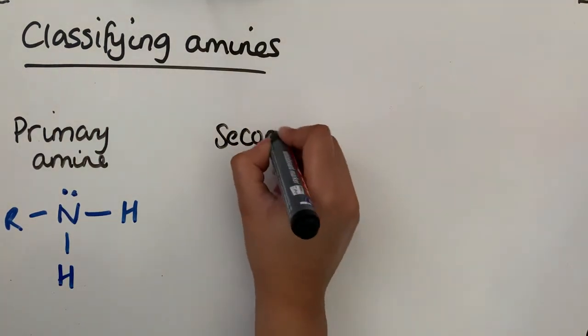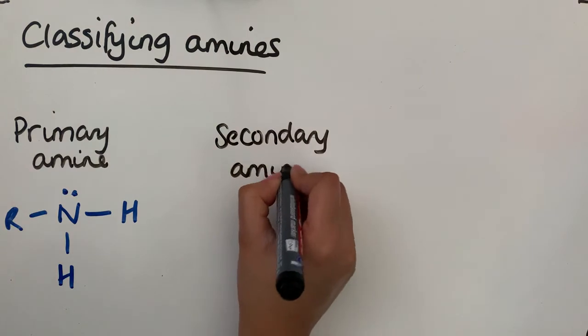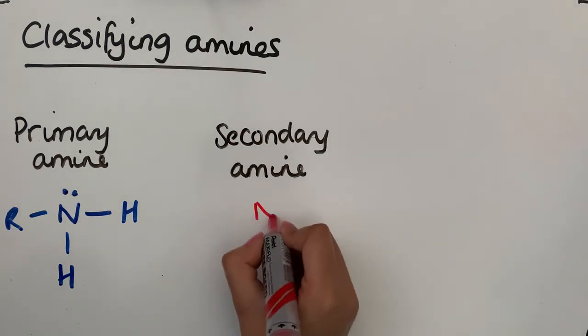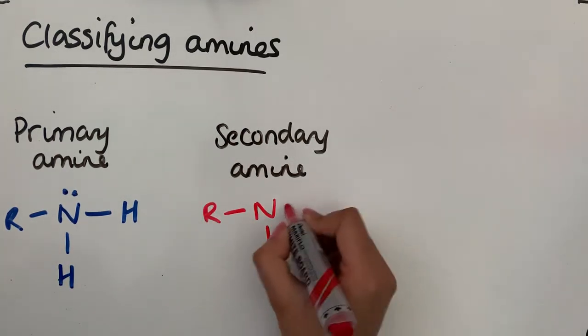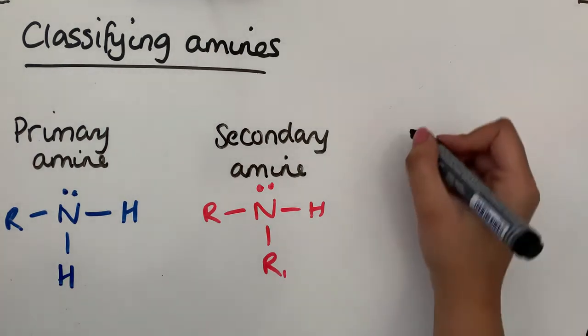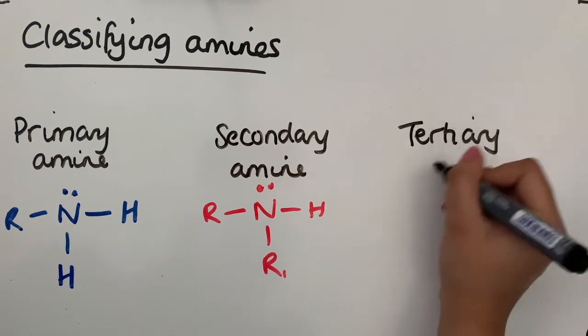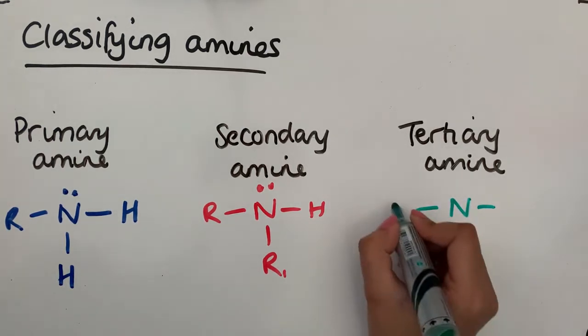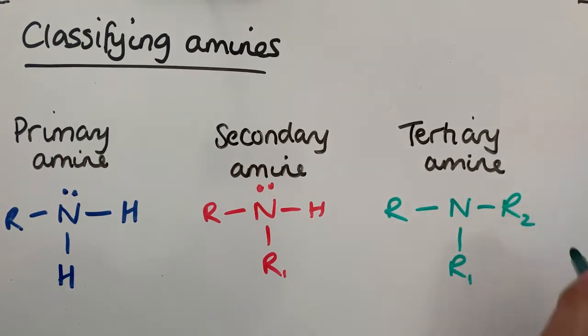Next one is obviously therefore going to be a secondary amine, and this is where two of the hydrogens in ammonia are replaced with R groups. They can be the same R group, they can be different, it doesn't matter. And that's our secondary amine. You've still got one hydrogen bonded to the nitrogen. And last but not least, we have our tertiary amine, and this one is where all the hydrogens in ammonia have been replaced with R groups. Again, they can be the same, they can be different, it doesn't matter. So that's how you classify an amine.